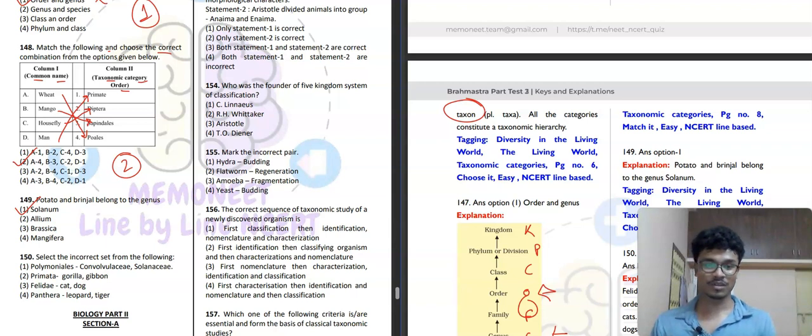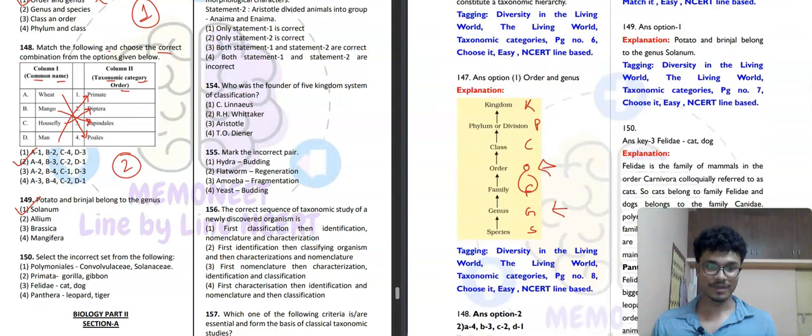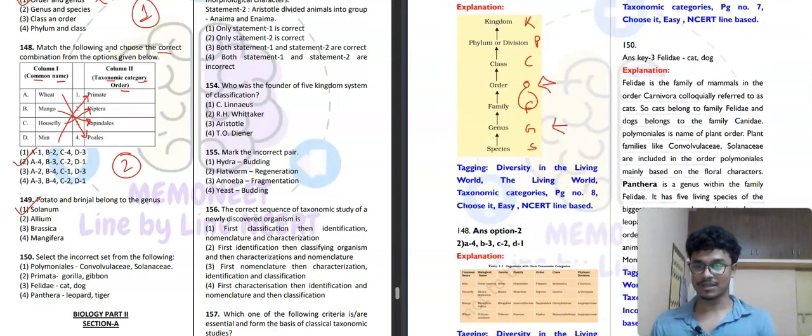Now moving towards the next question, 150. Select the incorrect set from the following. Polymoniales, Convolvulaceae, Solanaceae, then Primata, gorilla or gibbon, Felidae, cat and dog, Panthera, leopard and tiger. Polymoniales, Convolvulaceae, Solanaceae is correct. Primata, the order, gorilla and gibbon is also correct. And then Felidae is cat and dog.